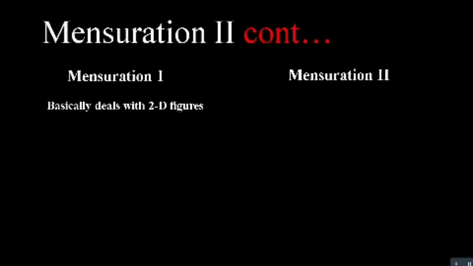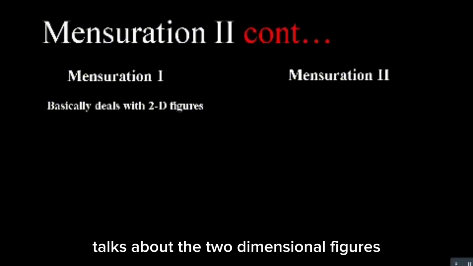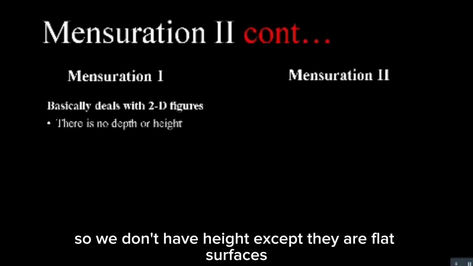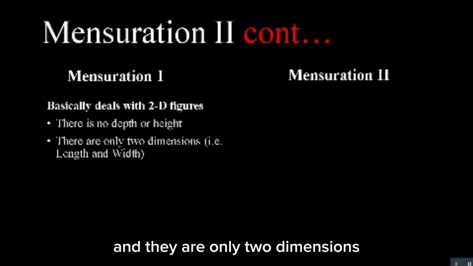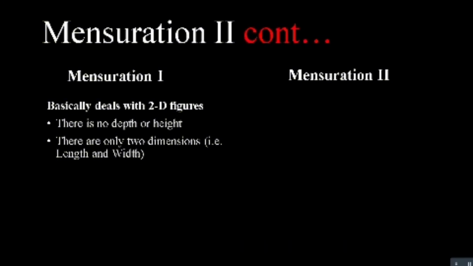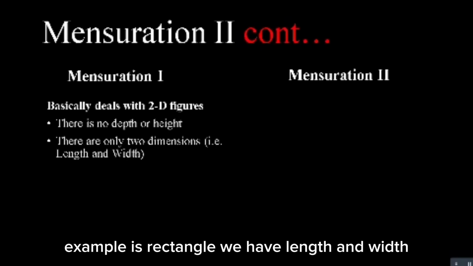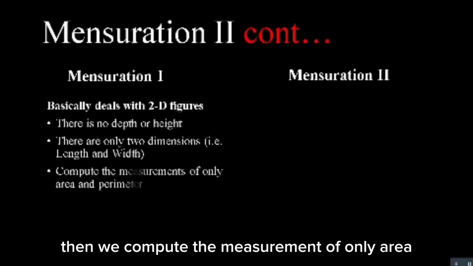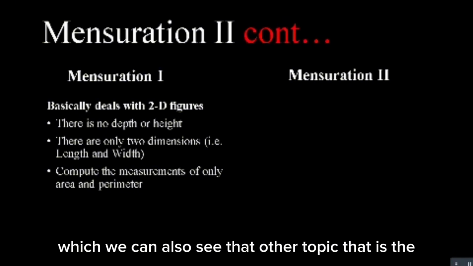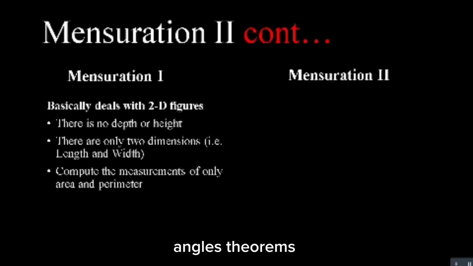Mensuration 1 talks about two-dimensional figures. In that place, there's no depth or height. They are flat surfaces with only two dimensions, the length and the width. An example is a rectangle, where we only have length and width. Then we compute the measurement of only area and perimeter. There's no volume in mensuration 1.